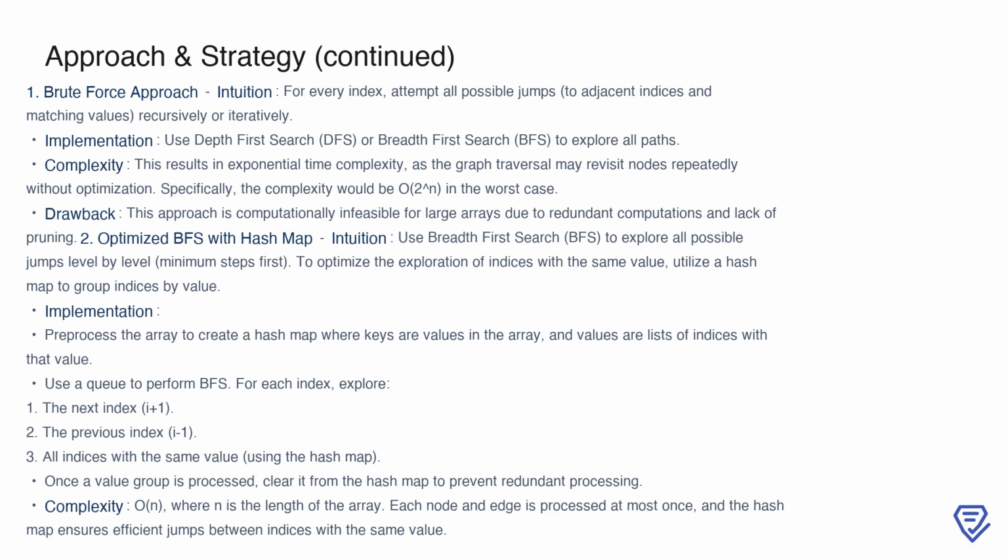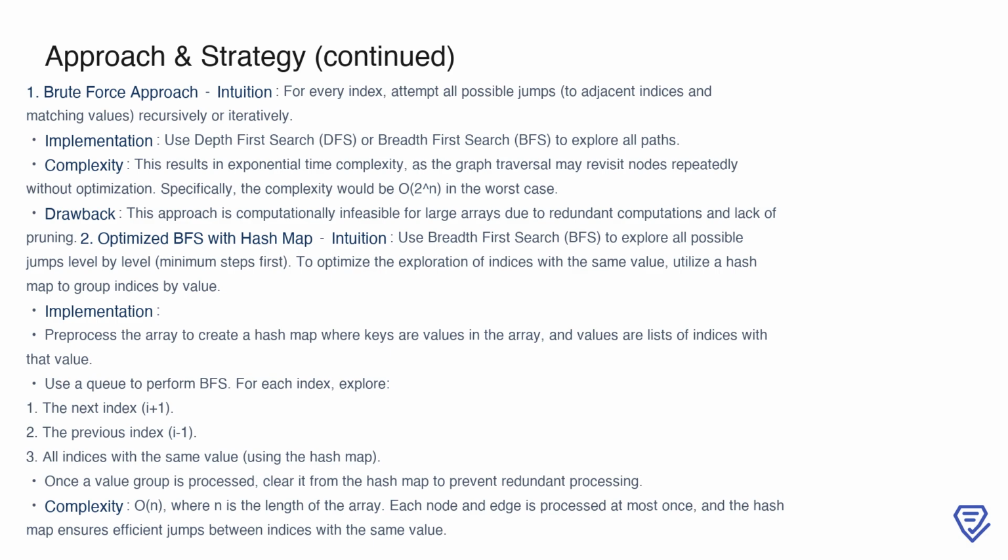Here, the intuition is straightforward: for every index, attempt all possible jumps, whether to adjacent indices or to indices with the same value, using either recursion or iteration. This can be implemented using depth-first search, DFS, or breadth-first search, BFS, to explore all paths in the graph. However, this approach is highly inefficient, with exponential time complexity, as nodes may be revisited multiple times without optimization. In the worst-case scenario, the complexity can reach 2 to the power of n, making it unsuitable for large arrays.